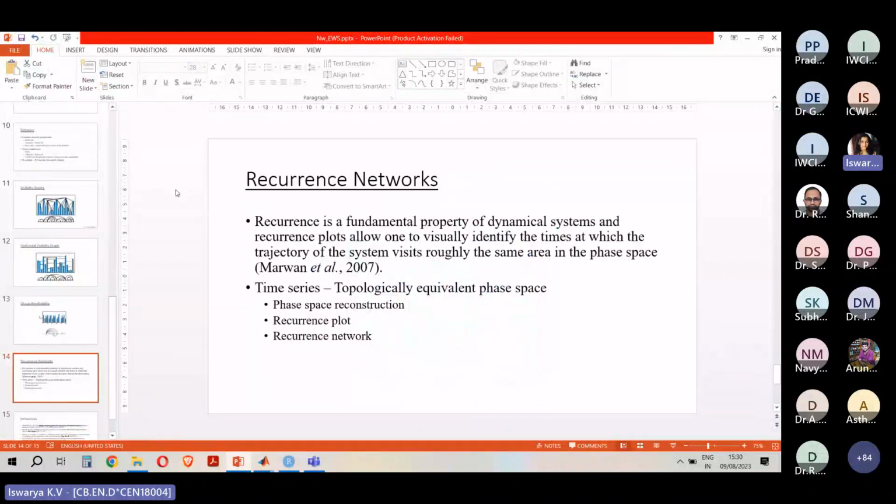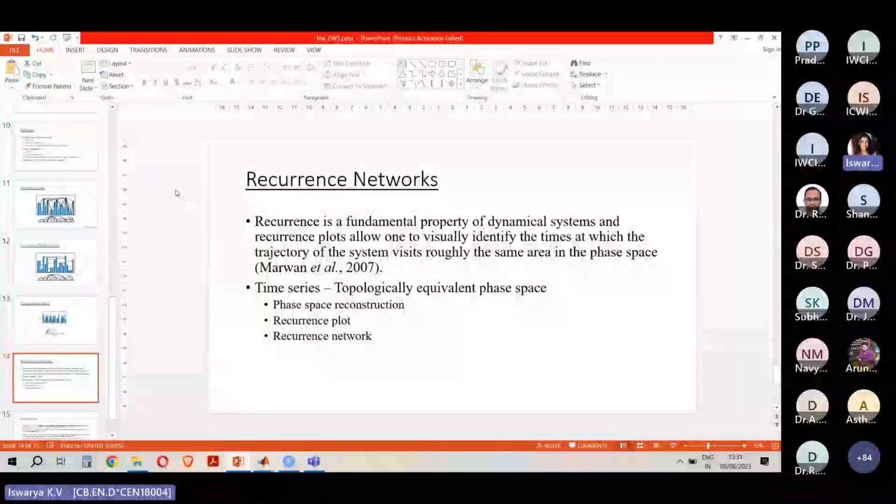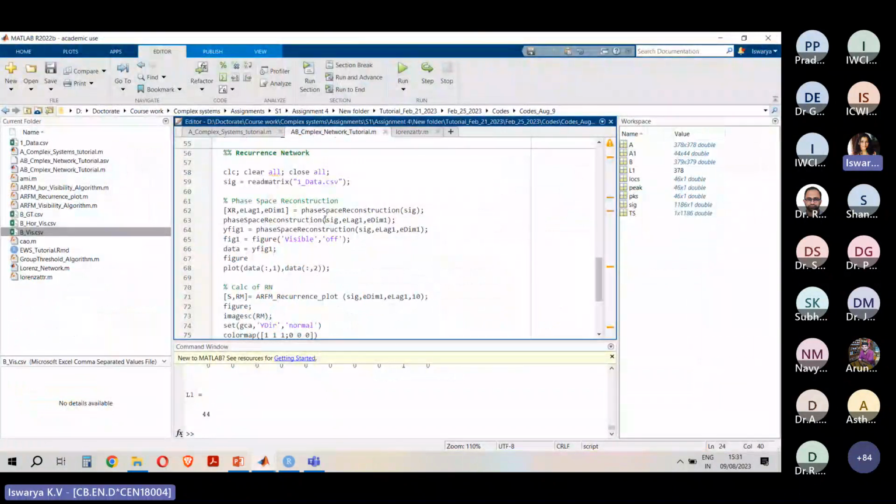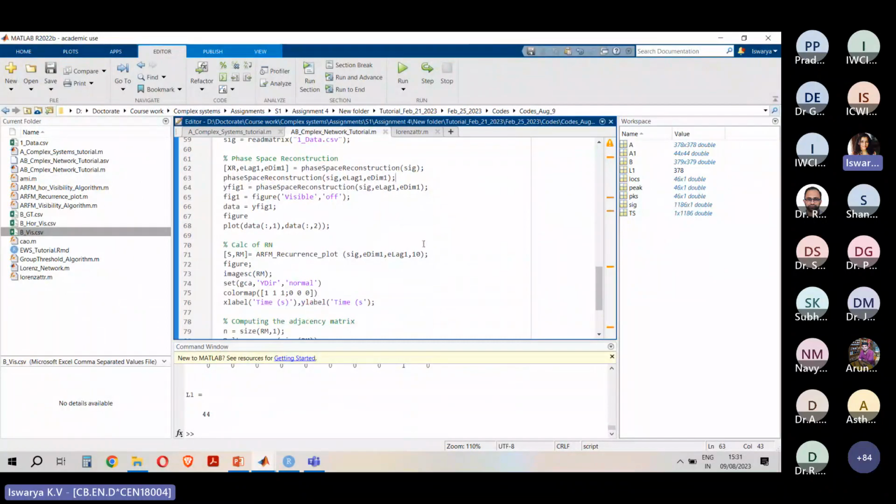So the problem of temporal association or the lack of visibility will be solved by this, where we use the actual dynamics through the reconstructed phase space in order to get the recurrence plot and thereby the recurrence network. So from our very first step, using the same data, we reconstruct the phase space using the inbuilt MATLAB function, and then we plot the recurrence plot of the network.